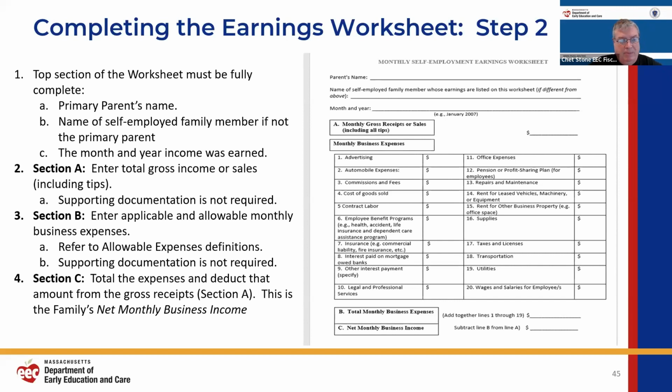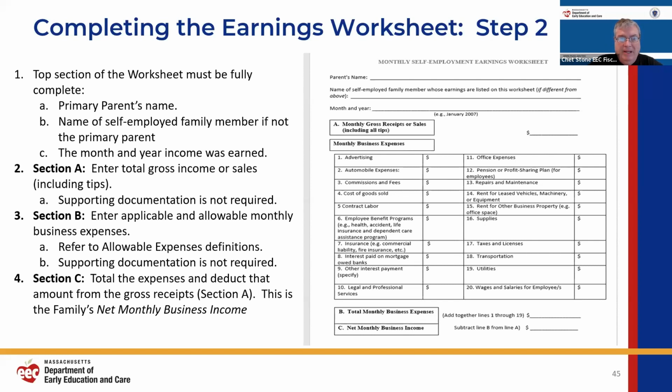In section A, enter the gross income or sales of their business, including tips, including cash, including checks, everything that any revenue that they make running their business has to go on A. Key thing here in A, and this is where you're going to get all excited again. I love saying it. Supporting documentation is not required for that piece.